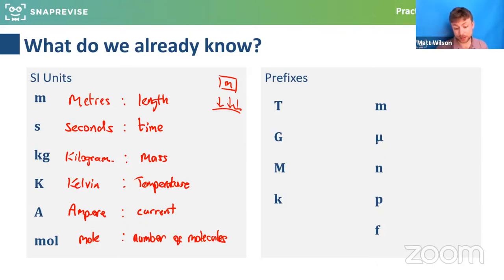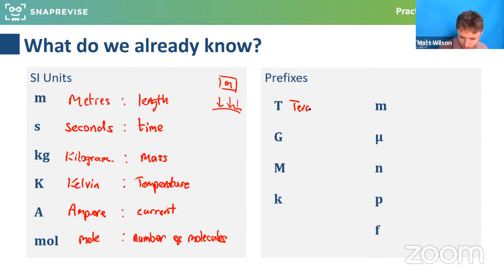On the right-hand side, we've got all the prefixes. So these are things that you can put in front of all of the units to express a load of factors of 10 in a really neat way. Yeah, nice. Ampere is current. Perfect. Okay, so I'll just mention what some of these are. Again, feel free to chase me and write down any of the ones that you recognize.